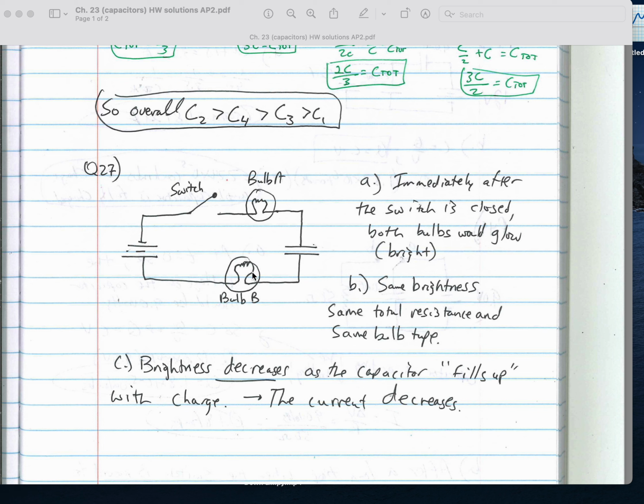The brightness would decrease over time as this capacitor fills up with charge. So the current would decrease, and at some point it would stop entirely because the capacitor would be completely full, and the potential difference across the capacitor would equal that of the battery, which means no current can flow because there'd be no potential difference between the right side of the circuit and the left side of the circuit.